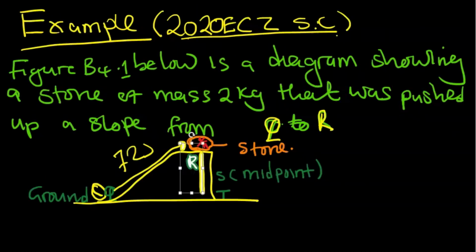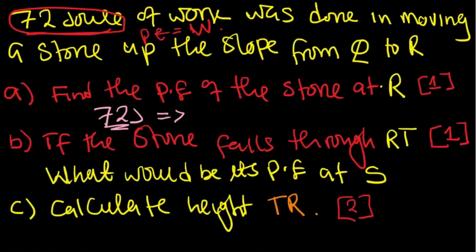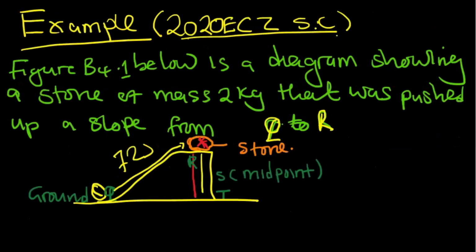Then the second question is, if the stone falls through RT, that is here, this side, okay, what would be its potential energy at S? So remember, S is at the midpoint of its falling. So what is the potential energy at that point? And the question is just one mark.